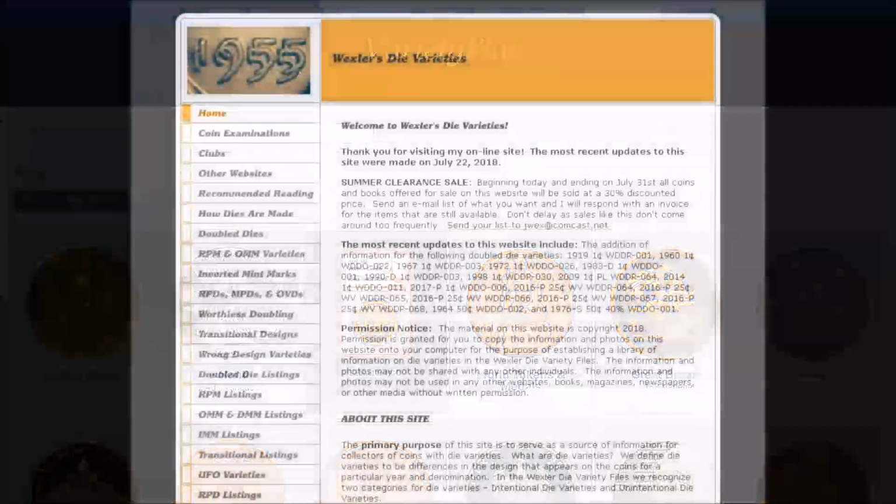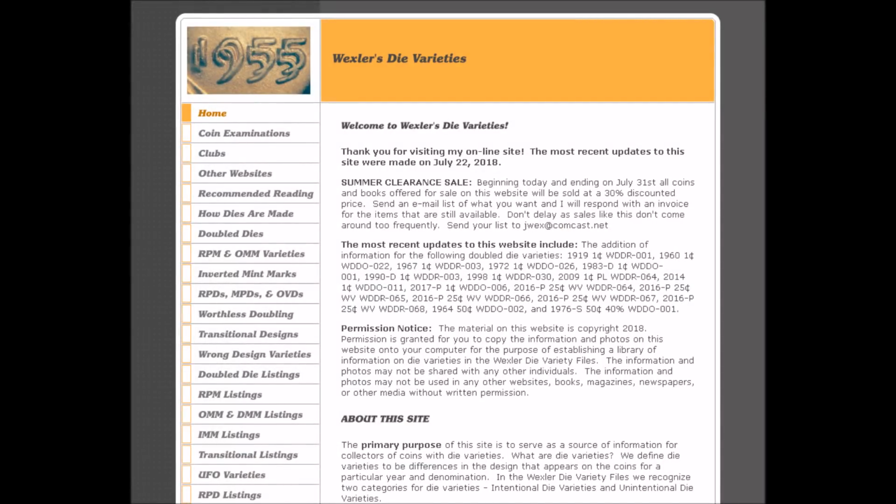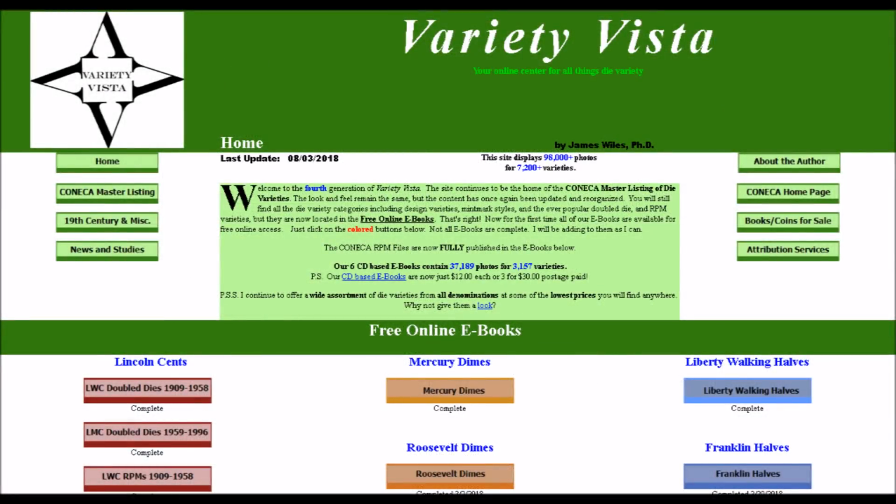Another one that I definitely recommend is John Wexler's website, which is doubledie.com. I love doubledie.com. I use it almost every single day. It is by far one of my favorite sites. And then another absolutely excellent site that lists a lot of the different denominations would be Variety Vista. Variety Vista is another just top-notch site with lots of images, a whole lot of images, just die markers and everything to really make it easy for you to match up your variety.